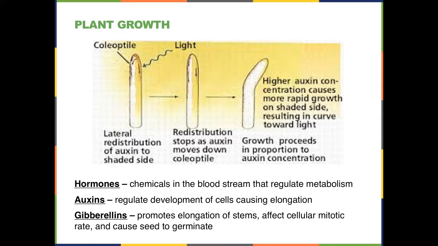Another plant hormone is called a gibberellin. Gibberellins promote elongation of stems. They also affect the mitotic rate of stems, and when seeds are exposed to gibberellins, they germinate. They go ahead and begin to sprout.